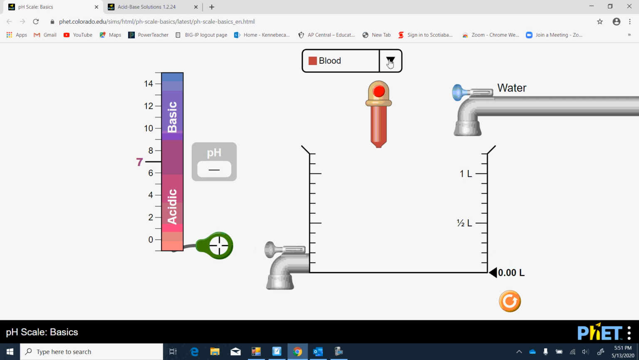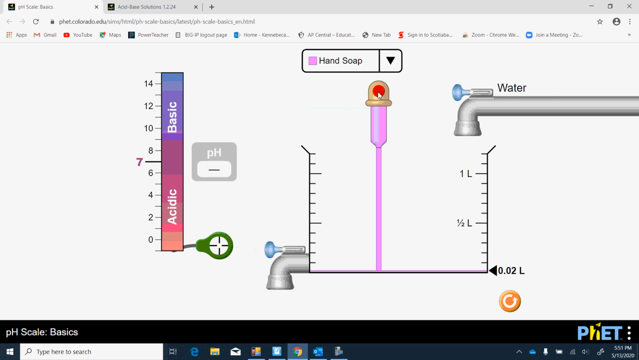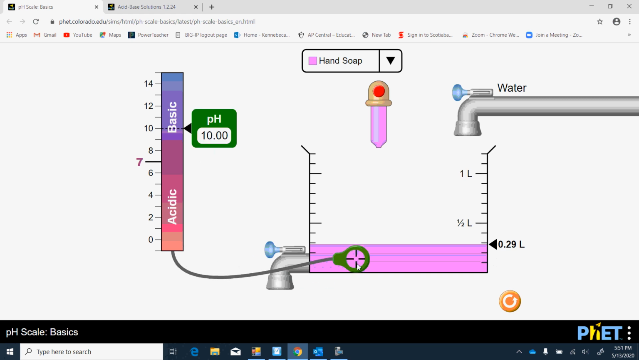And so you can see here we have hand soap. So we could put in some hand soap, and we could do this all day, which we won't, but you could check out different substances and just very quickly find the pH. So that's a basic, right? Soap is basic, so that's a pH of 10.